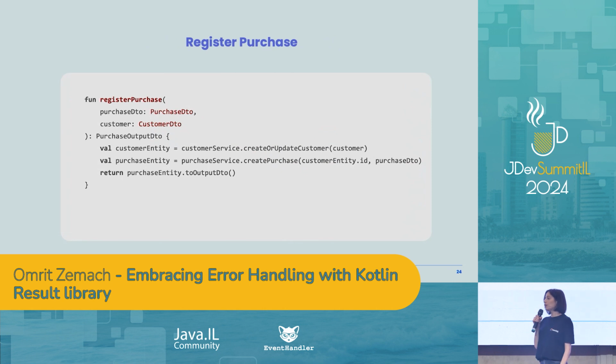So we are going to rewrite the registerPurchase function. Just as a reminder, registerPurchase is called when a customer starts a new purchase transaction with our services. It includes two functions, createOrUpdateCustomer and createPurchaseEntity. And as we saw, both of them can throw exceptions at runtime that we may not be aware of. So we are going to use the Kotlin Result library to improve the error handling here. Let's see it in the next slide.